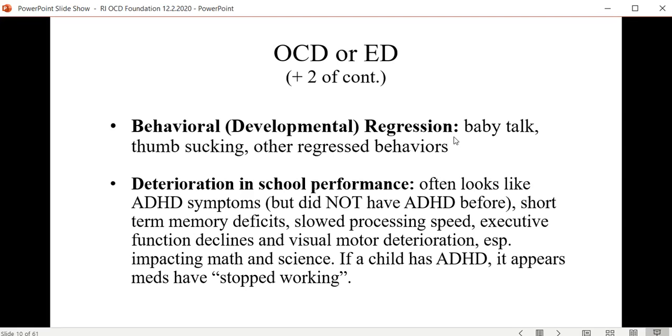Now, continuing on the list. Behavioral regression is another one of the two that you have to come up with. So this is baby talk, thumb sucking. A lot of behaviors that are just like, why are they doing this? They're 8 and now they're baby talking, they're thumb sucking, they want to sit on my lap.